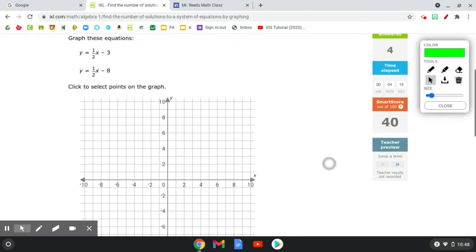Now, how can you determine no solution without graphing? Well, they want you to graph these, but if you're unsure, if I look up here and these slopes are exactly the same, but they have different y-intercepts, then you'll have no solution.